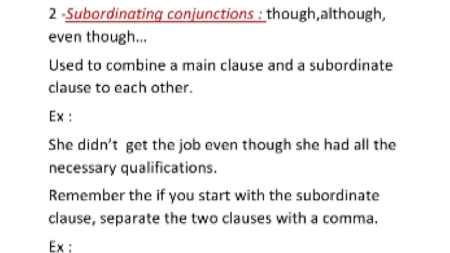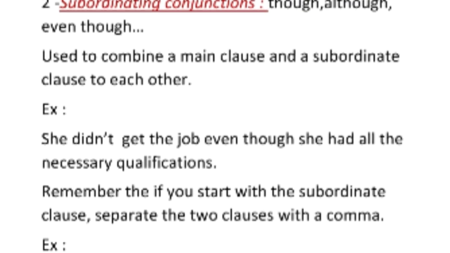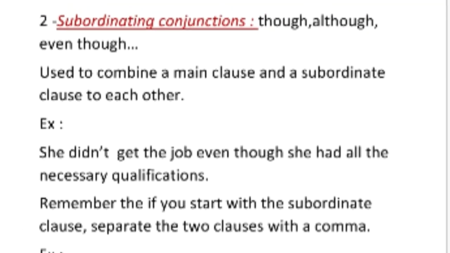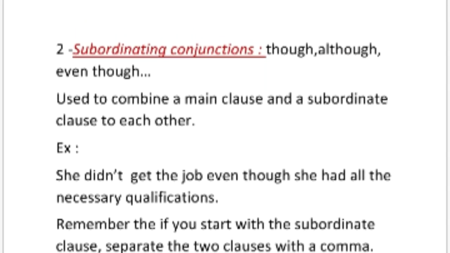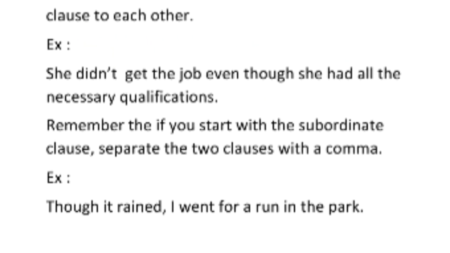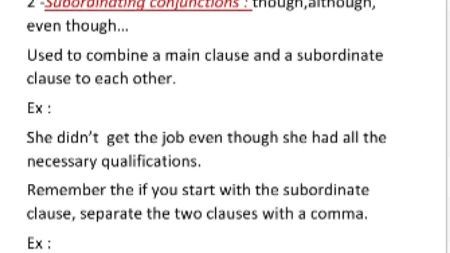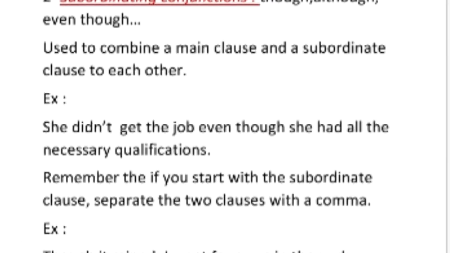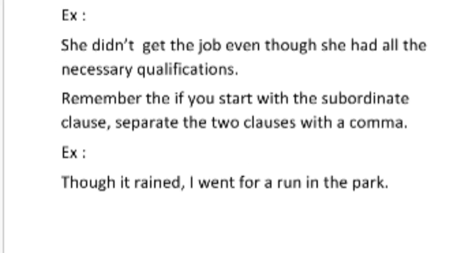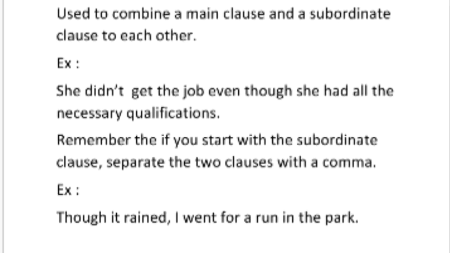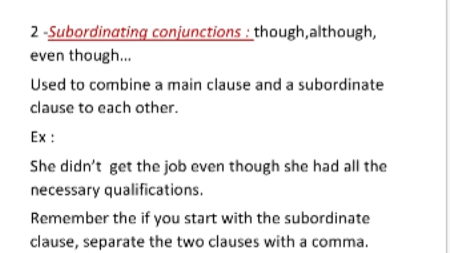Number 2, subordinating conjunctions. Used to combine a main clause and a subordinate clause to each other. Let's look at the first example. She didn't get the job even though she had all the necessary qualifications. Notice that when we put the subordinating conjunction in the middle, we don't use any punctuation.